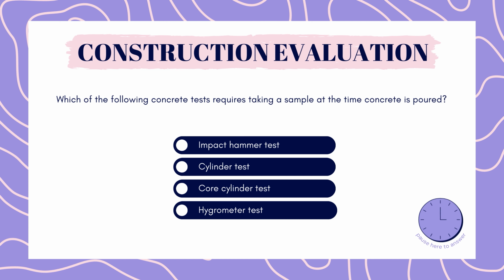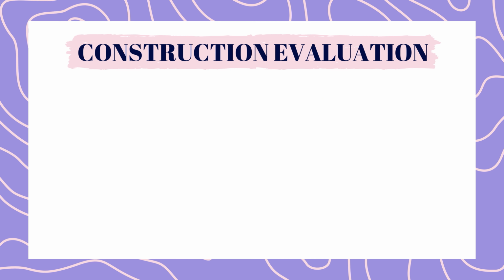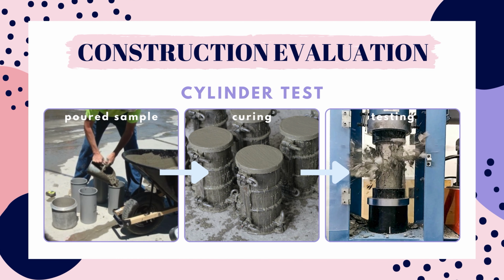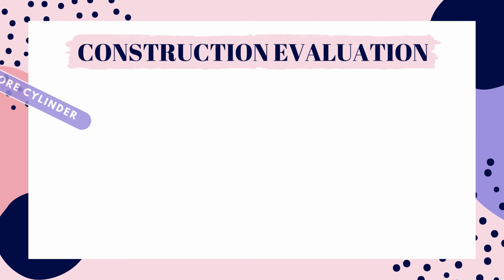And the answer is cylinder test. A cylinder test takes samples of the concrete mixture as it's poured. These cylinders are typically 6 inches in diameter and 12 inches in height. Once the concrete has cured for 28 days, the cylinders undergo compressive strength testing with a hydraulic press. They slowly add pressure until a failure occurs. The compressive strength is calculated and compared to the project requirements.